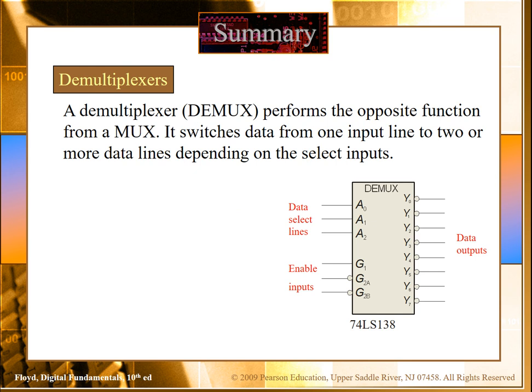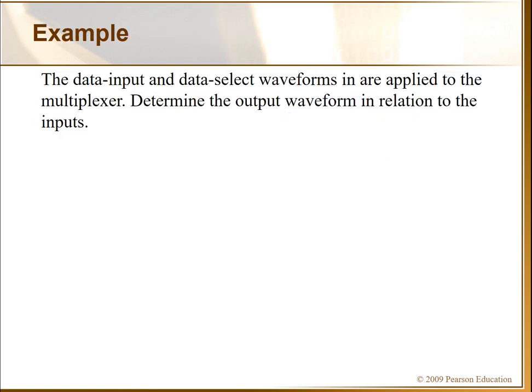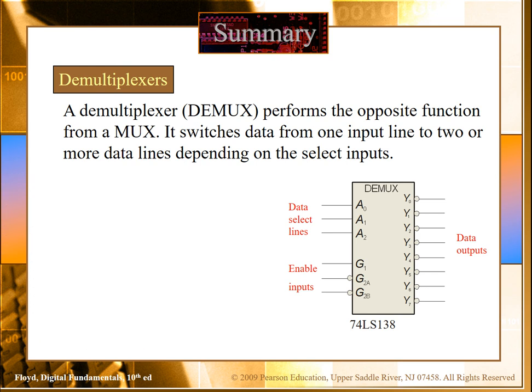Demultiplexer is the opposite of the multiplexer. In the multiplexer, we have the input lines, and based on the select lines, we get the particular output. In the demultiplexer, it is the opposite: you have the input data, and now you want to transmit the same data to the outputs. Reverse of that, you have the input data.